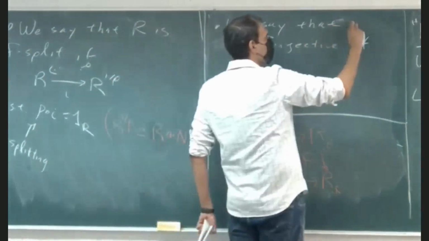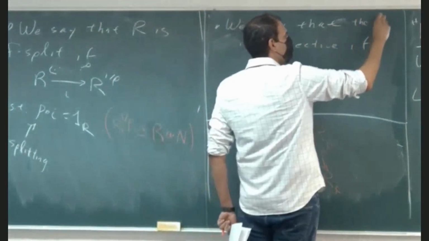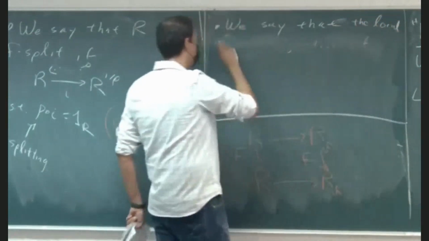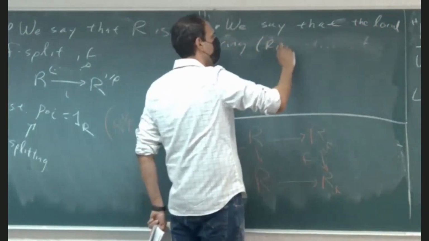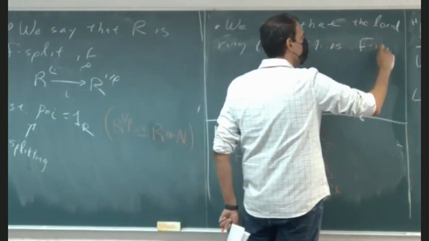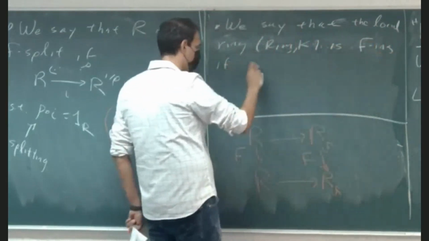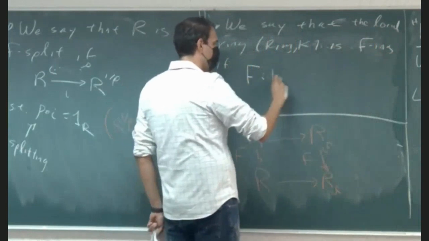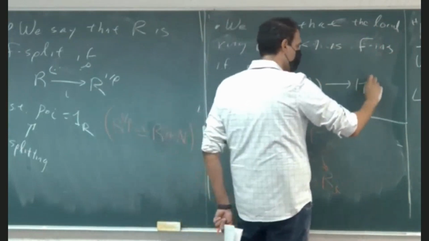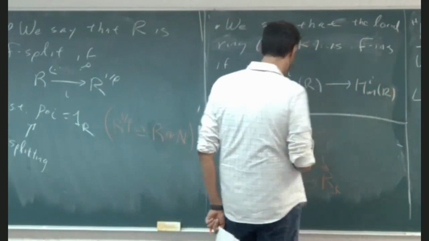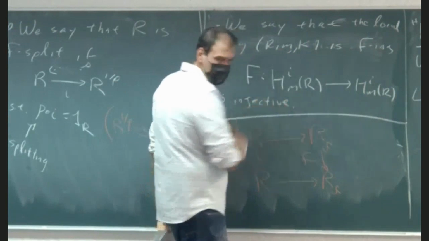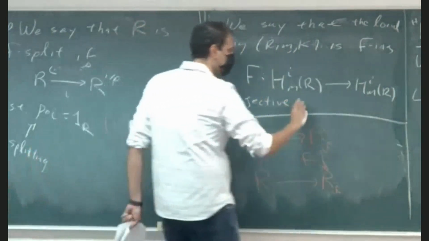So we say that a local ring (R, m, k) is F-injective if the Frobenius map induced on the local cohomology is injective for every i.